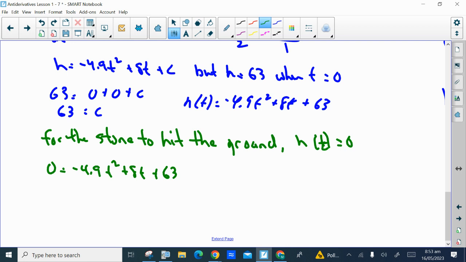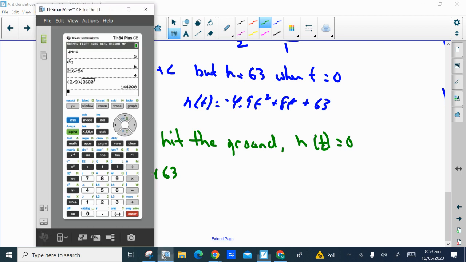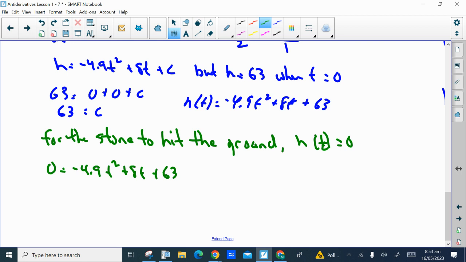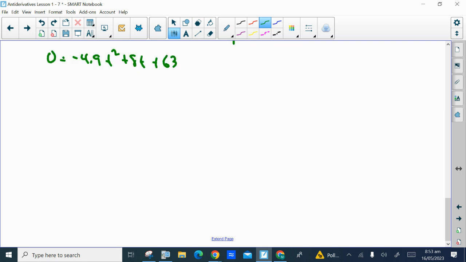And normally we would try and factor, but if we took out a common factor of negative 4.9, 8 divided by 4.9, you can see it's a pretty long decimal. So that's not going to help us. But that's okay, because we know that we can solve any quadratic by using the quadratic formula. So instead of x equals, it'll be t equals negative b plus and minus the root of b squared minus 4ac all over 2a.